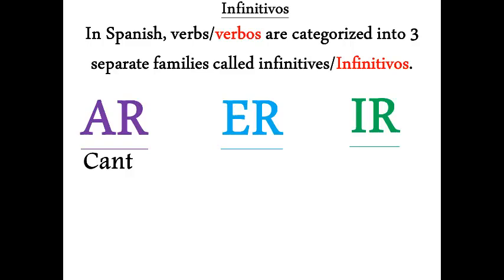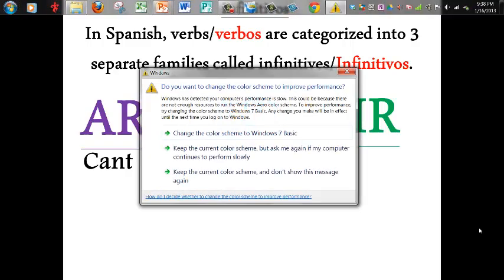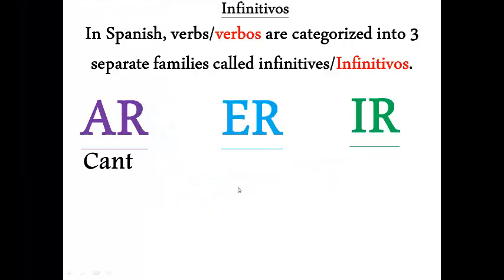So Spanish verbs are divided into two pieces. Number one is what is called la raíz, or the root of the verb. And number two is what is called the ending of the verb. In this case, we're looking at infinitive endings: AR, ER, IR. A root of the verb and an ending. And that's what all Spanish verbs are composed of.